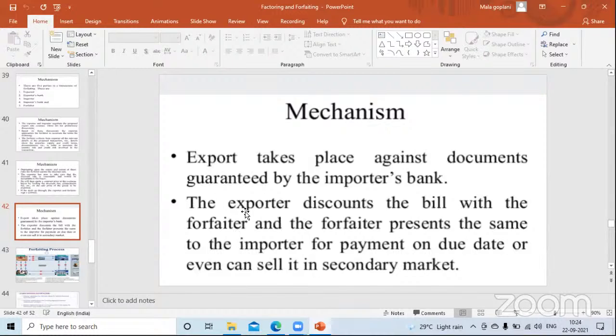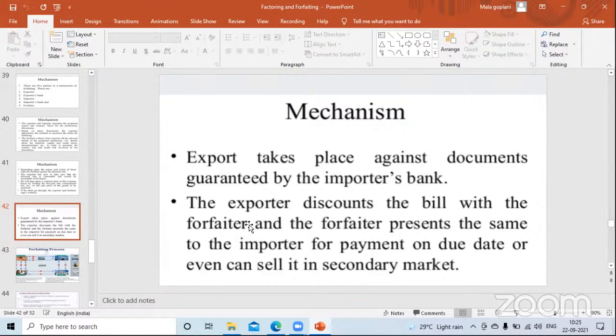This is what is written here. The exporter discounts the bill with the forfeiter. Discounts the bill means he will sell all the bills to the forfeiter, and in return he will receive cash after deducting the discount by the forfeiter. And the forfeiter presents the same bill to the importer for the payment on the due date, or can even sell it in the secondary market. I told you earlier also. Suppose now the forfeiter also wants money on the spot. So what will he do? He will sell all these bills in the secondary market to somebody else.